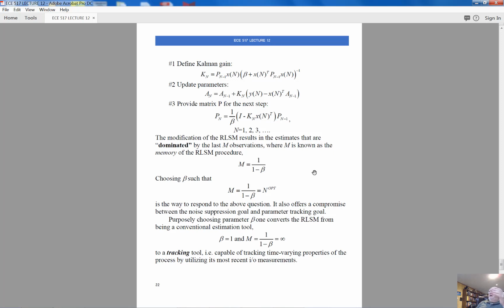Now, if we run the RLSM version with a finite memory, let's say beta equal to 0.9, for example, this means that our computation of coefficients is based on what? 1 minus 0.9 is 0.1, 1 over 0.1 is 10, so it is based on the last 10 observations of the process. And we effectively forget the entire prehistory of the properties of the control plant. What we do in this case is perform tracking of the properties of the control plant.